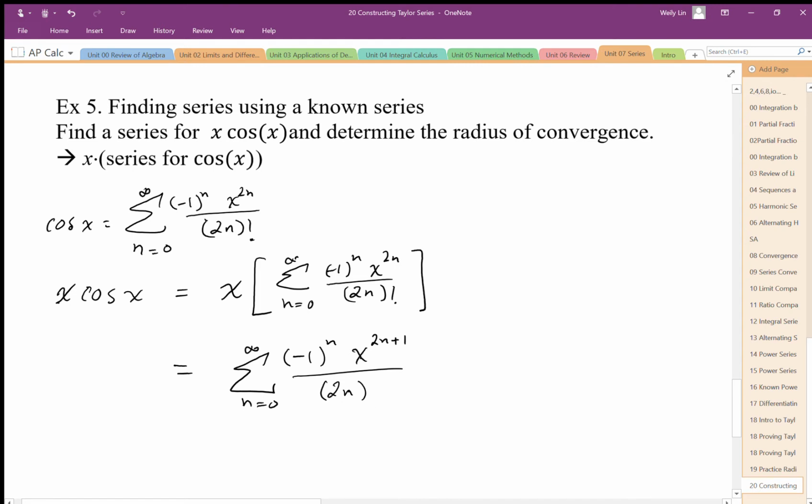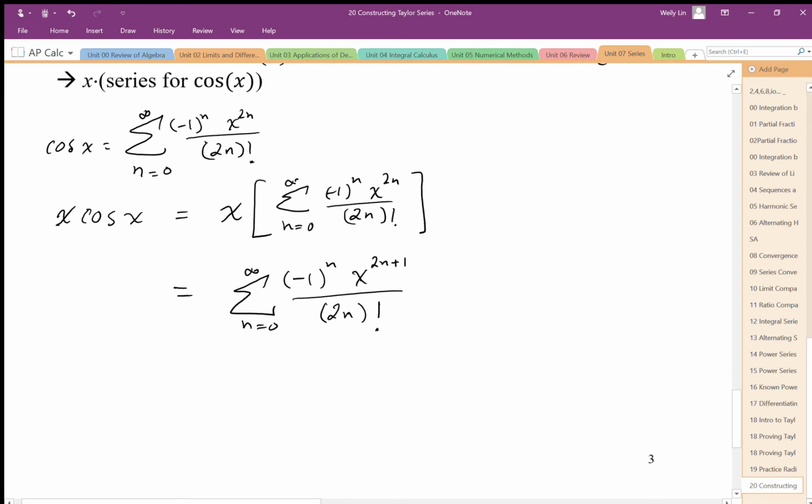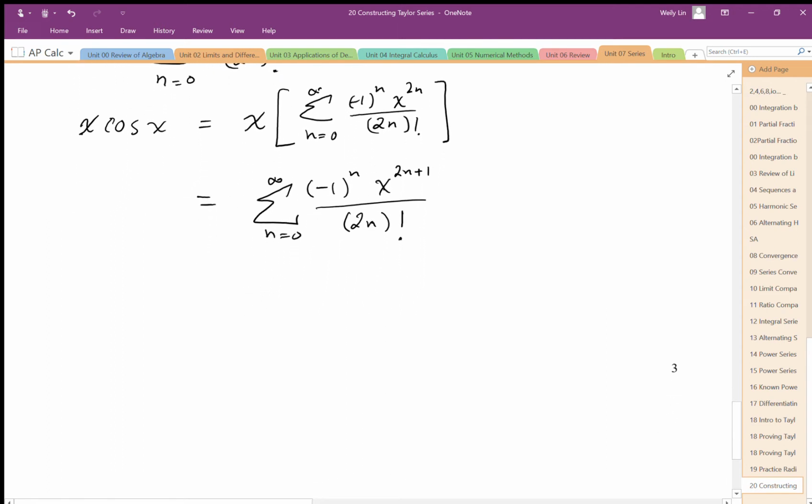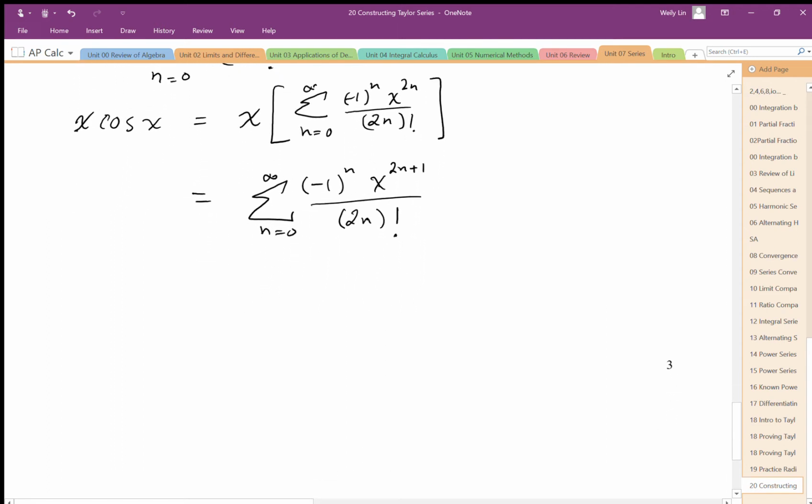So now we have the sigma notation form of this series. This is a series that will generate a graph for x cos x. So that's one part. We can just make new series in this way. But we also want to know what the radius of convergence is. So we're going to practice doing our ratio test.